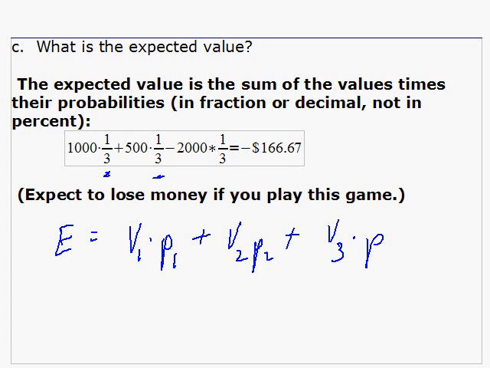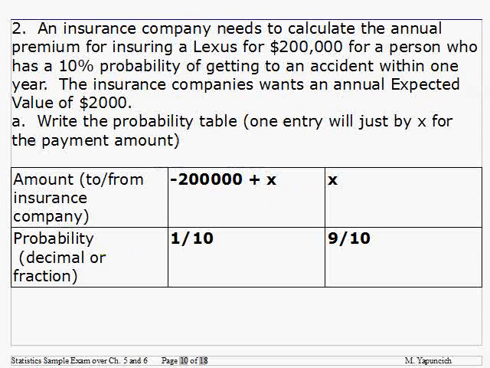They're right there. And $1,000 for the first door, plus $500 for the second door, minus $2,000 because of what would happen if you picked the third door. And the result is an expected value of negative $167 or so. So this is a game in which you can expect to lose money if you choose to play it. There'll be an insurance question on the test.